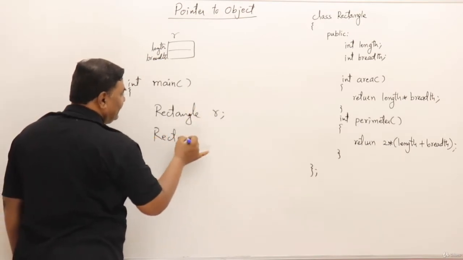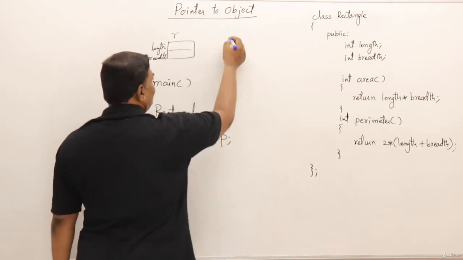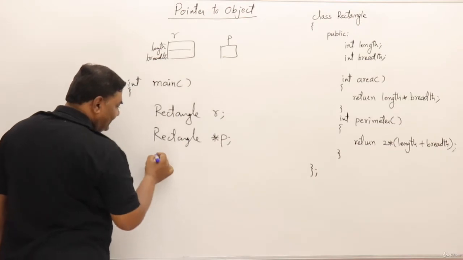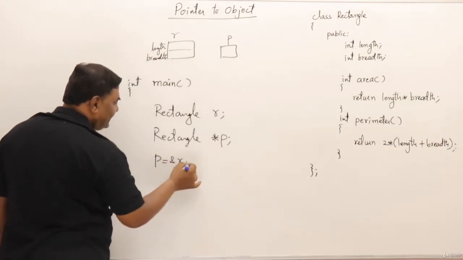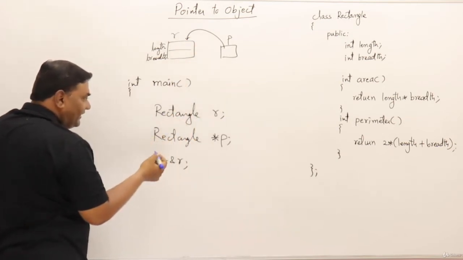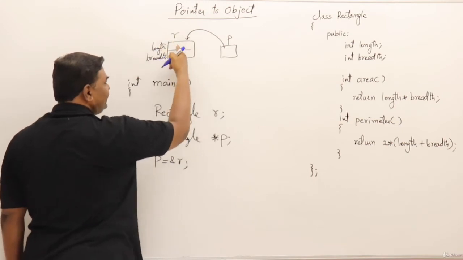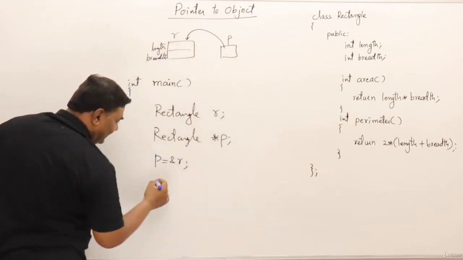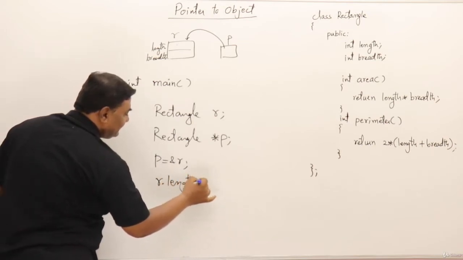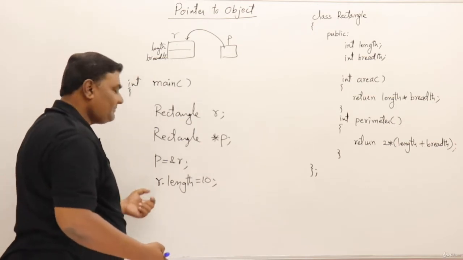Now Rectangle star P, this is a pointer. So I also have a pointer. This is also created inside the stack. Then I will say P assign ampersand R. So this pointer will be pointing to this rectangle object. Now I want to access length, store 10 here. Using R, that is this object R, I can say R dot length assign 10. We already know how to access the members of an object using the dot operator.